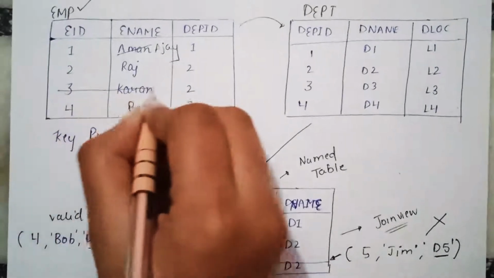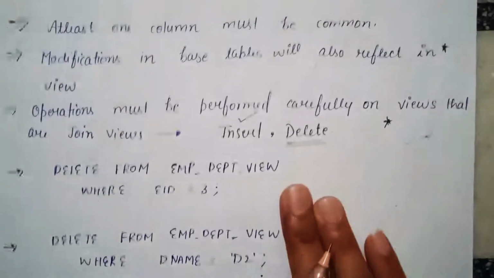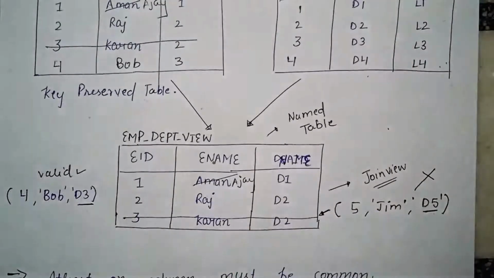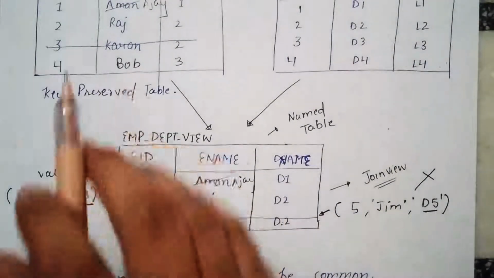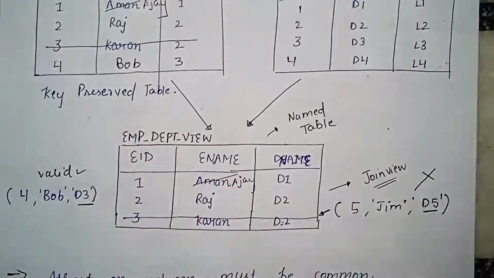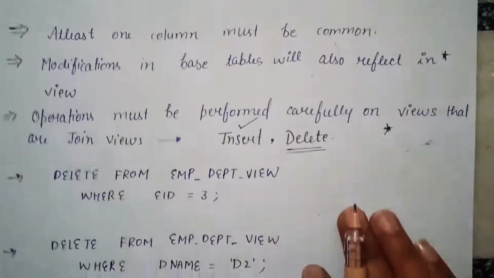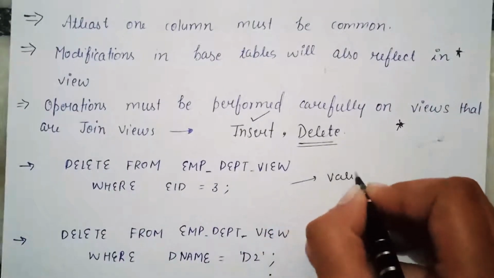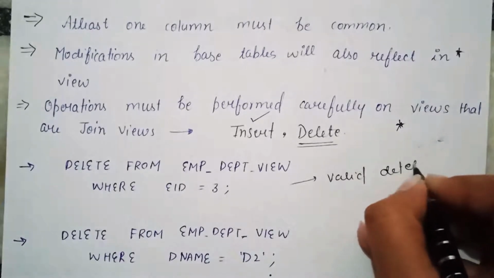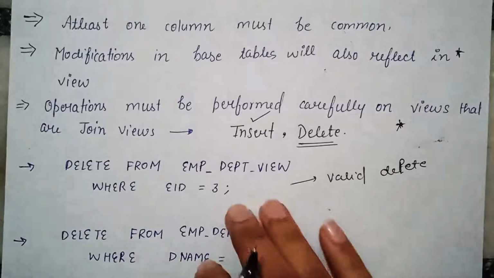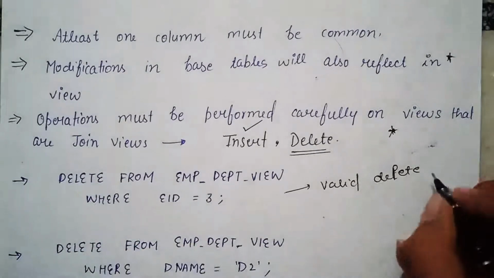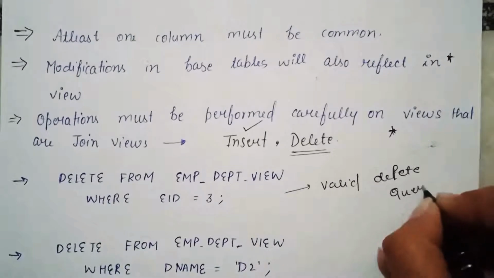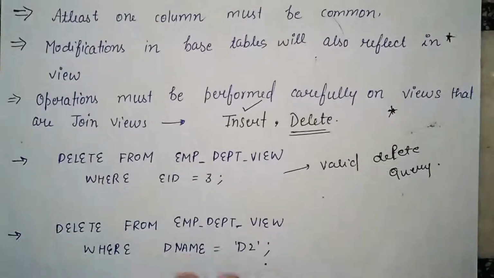But we can see that the query we have written to delete a particular row does not require deleting data from this table. It only requires deleting data from the employee table, which is the key-preserved table. So we can say that this query is a valid delete query, because it only requires deleting data from the key-preserved table, that is, the employee table.